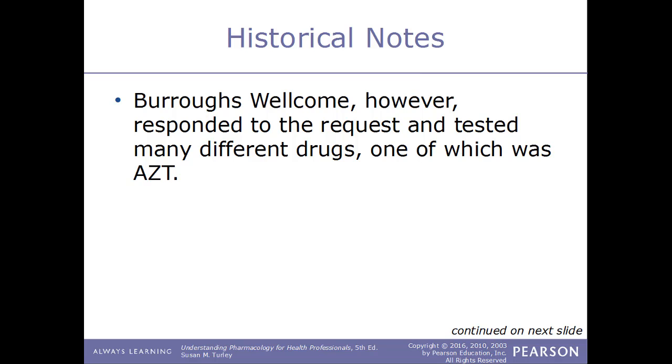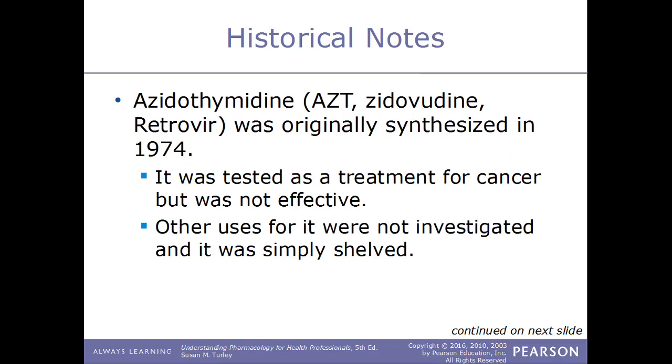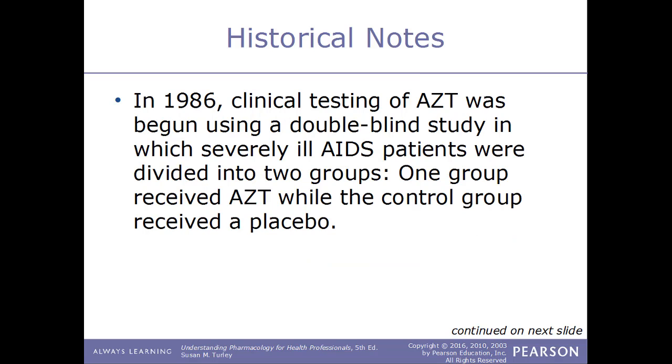Burroughs Wellcome, however, responded to the request and tested many different drugs, one of which was AZT. Now, AZT is actually a trade name, and it's also sold under the names Zidovudine and Retrovir. Now, this drug was originally synthesized in 1974, tested as a treatment for cancer, but it wasn't effective. And other uses for it were never investigated, so it simply just sat on the shelf. In 1986, clinical testing of AZT was begun using a double-blind study in which severely ill AIDS patients were divided in two groups.